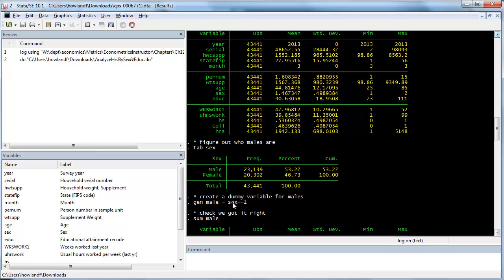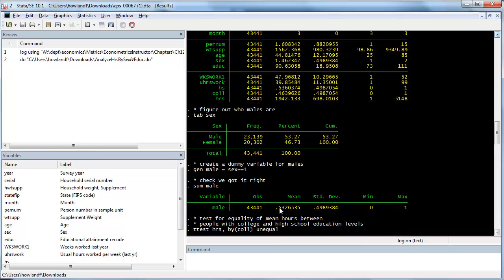Generate male equals sex equals 1. That's a dummy variable, which is 1 if sex is 1, and it's 0 if sex is 2, which is females. Okay, so males are about 53% of the population. Yeah, that's right. It's 23 versus 20.